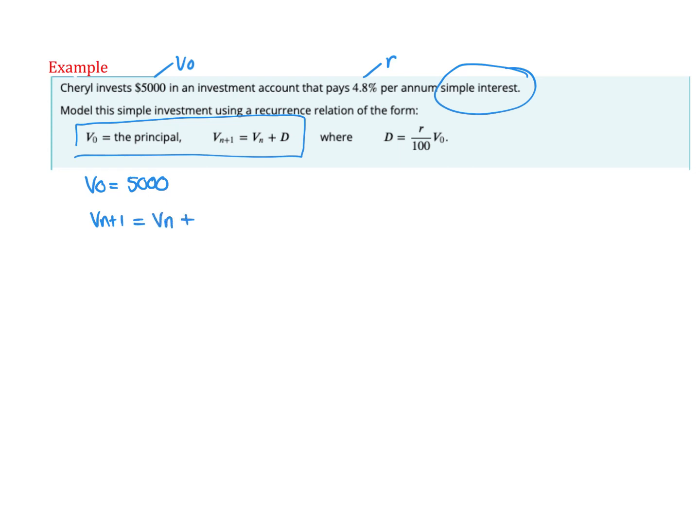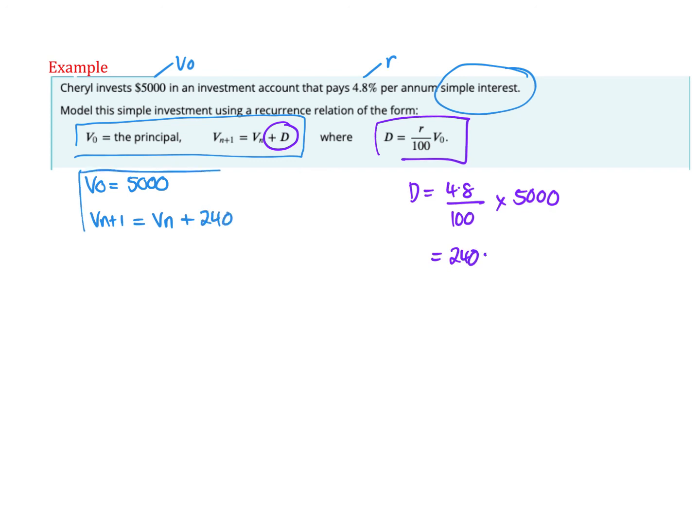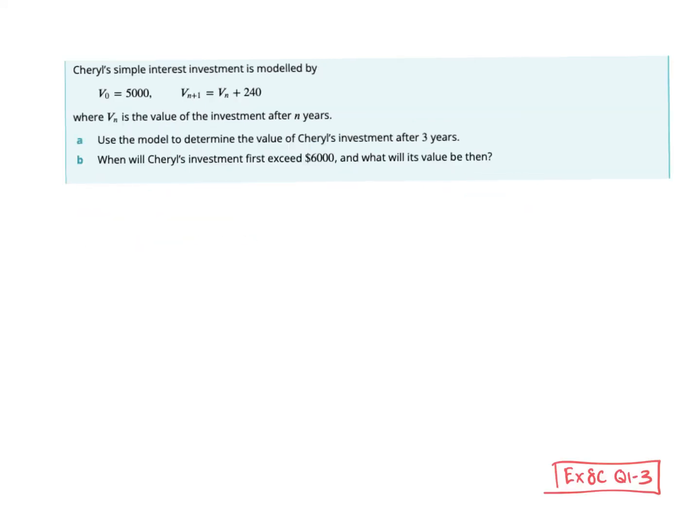Now, I've got to work out that D, because that's the bit I need, and they've given me the formula there anyway. So D equals 4.8 over 100 times 5,000, and what does that end up equaling? All right, so it's 240. So this is what you need to have written there. This is the answer. Okay, Cheryl's simple interest investment is modeled there. The value of the investment after n years, so Vn equals, years, how many years? Use the model to determine the value of Cheryl's investment after 3 years.